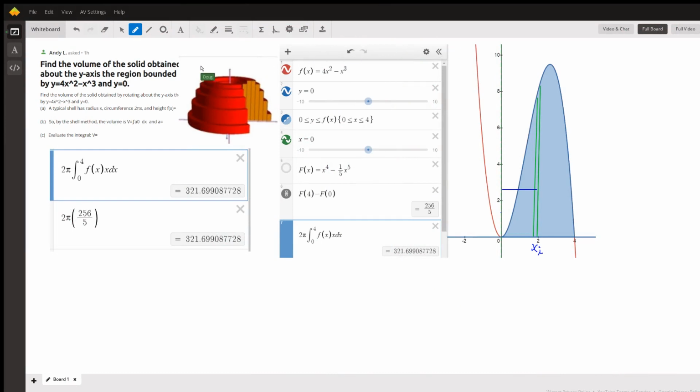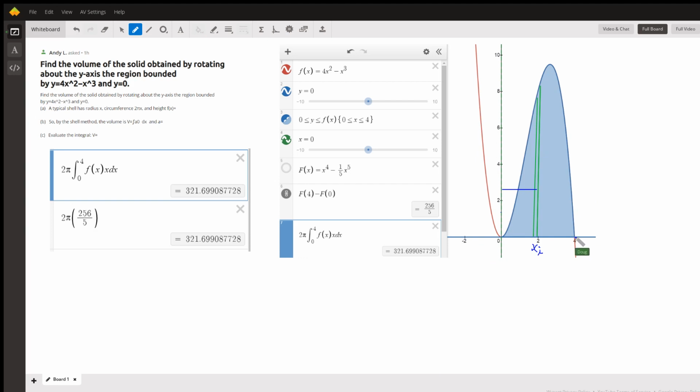Okay, this picture right here that I'm moving around just helps you visualize what the shell method is all about. We're going to have infinitely many of these little shells revolved around the y-axis in this case. That's the axis of revolution. Let me get rid of this right now. And this is a picture of the graph of 4x squared minus x cubed. And the line y equals 0 is the x-axis.